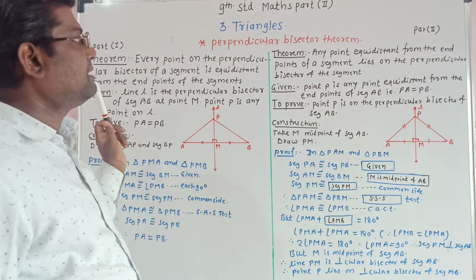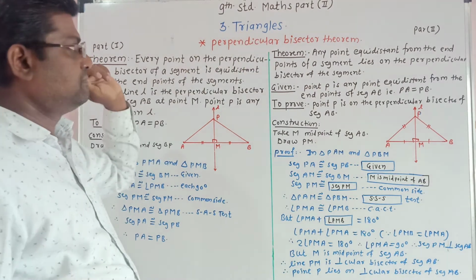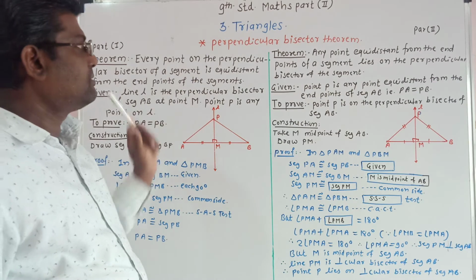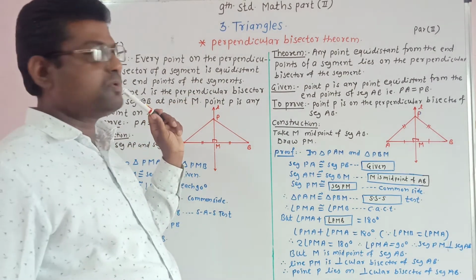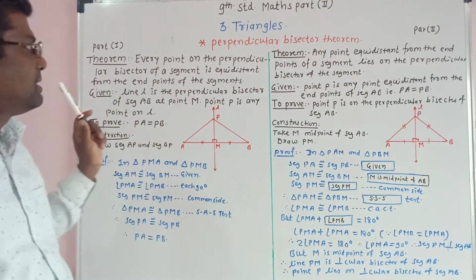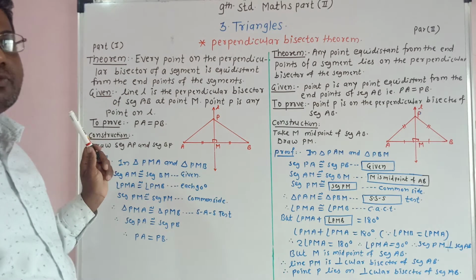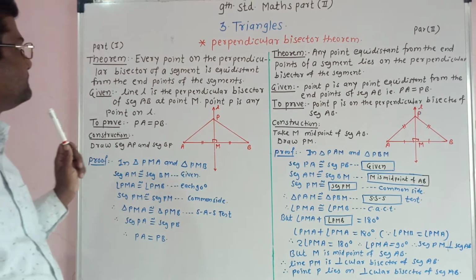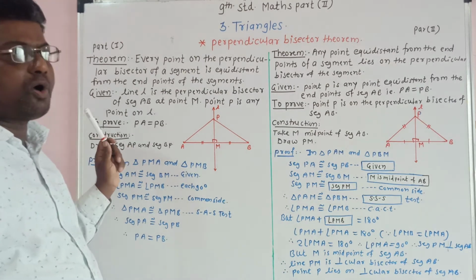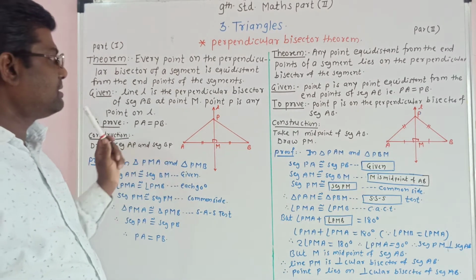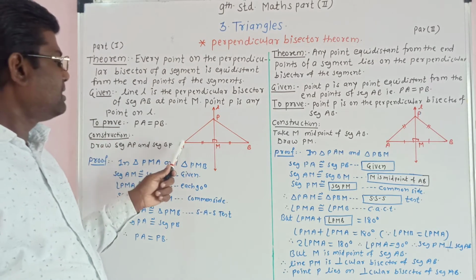Lesson number 3, Triangles, Maths part 2, and today we are going to study the perpendicular bisector theorem. So what is meant by the perpendicular bisector theorem? Every point on the perpendicular bisector of a segment is equidistant from the endpoints of the segment.